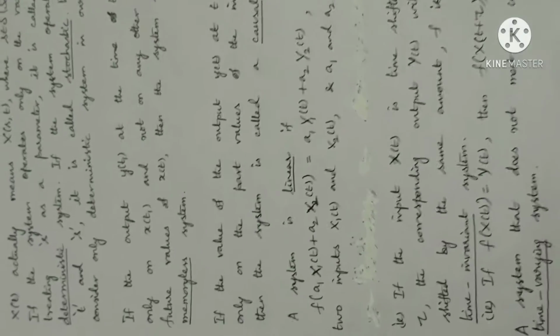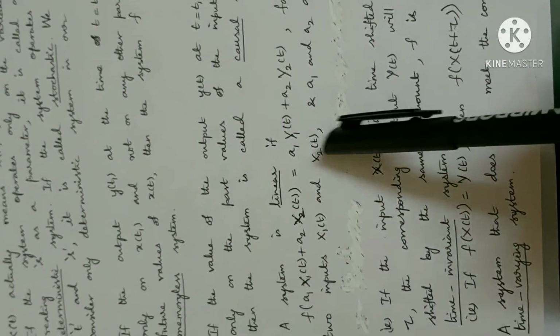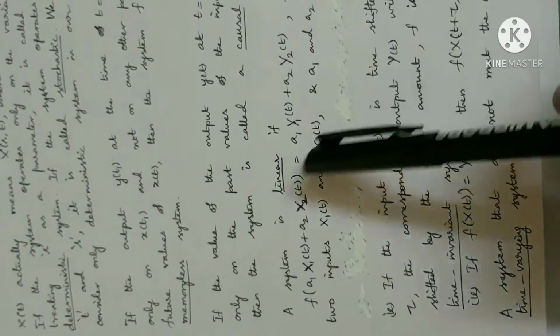We have problems, let us see more there. These x1 of t and x2 of t are inputs. a1 and a2 are constants. The system is linear if it satisfies this condition. Let us see more in problems.